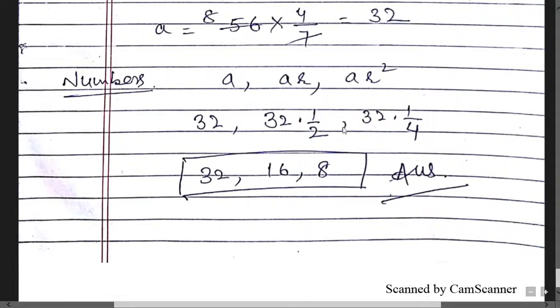Now insert the value again. It's a, ar and ar square. It's 32. 32 multiplied by 1 over 2 is 16. And 32 multiplied by 1 over 4 is 8.